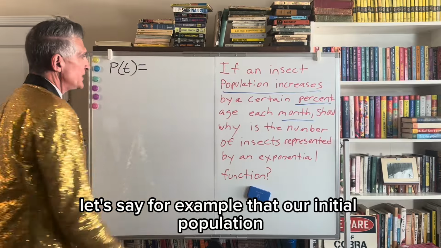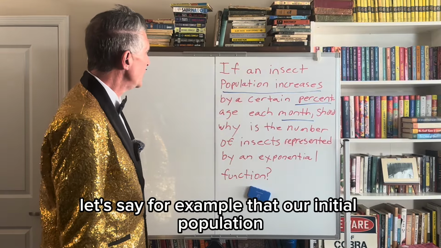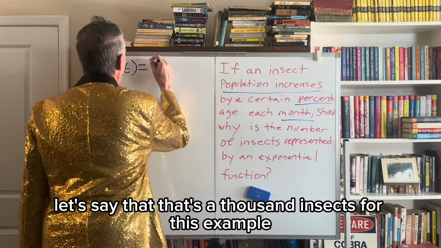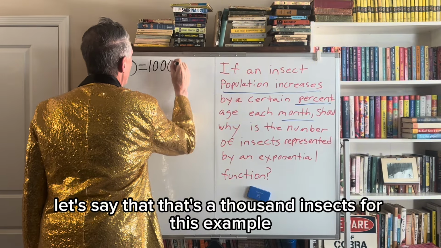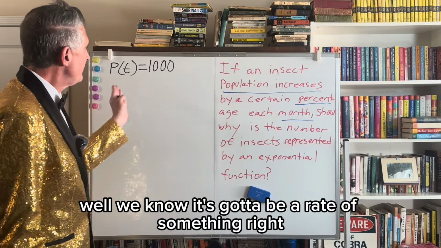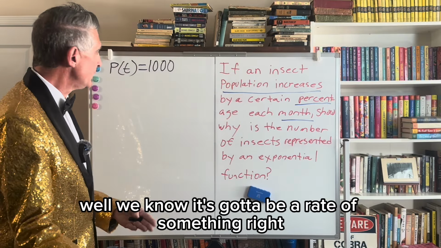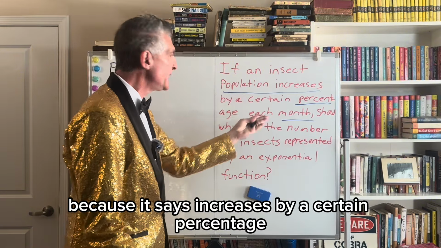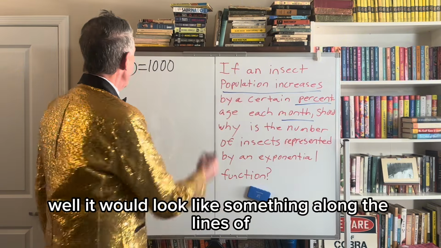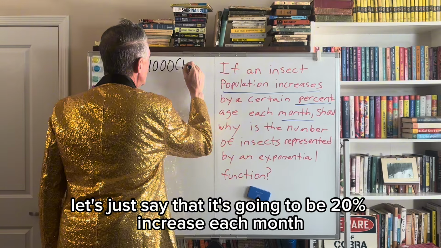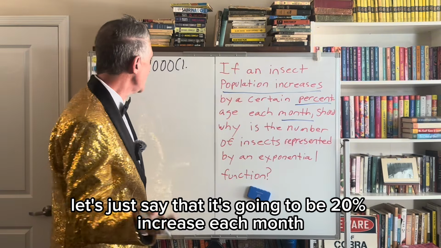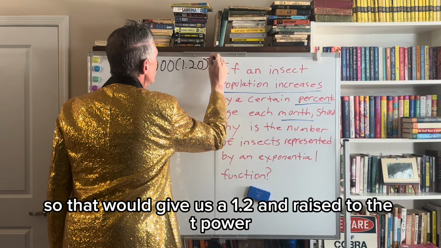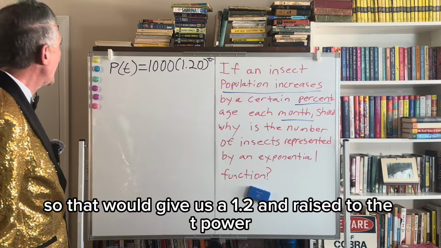Here we go. Well, let's say, for example, that our initial population, they're saying our population increases. So our initial population, let's say that that's 1,000 insects for this example, okay? Well, we know it's got to be a rate of something, right? They're not giving us a rate. We have to show that rate because it says increases by a certain percentage. So what would that look like? Well, let's just say that it's going to be 20% increase each month. So that would give us a 1.2 raised to the t power.